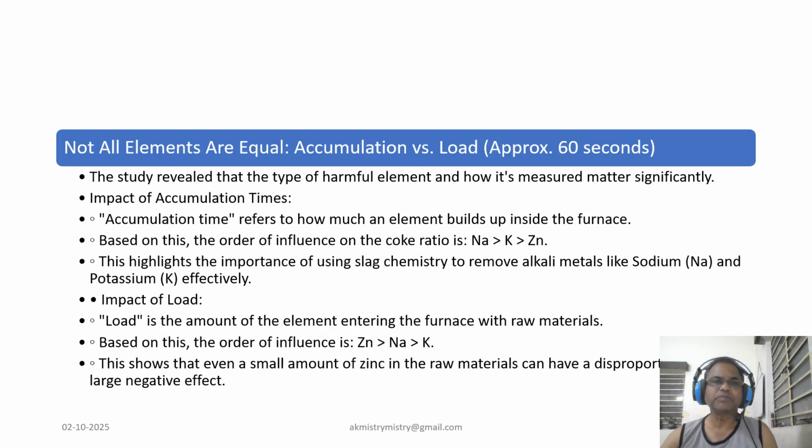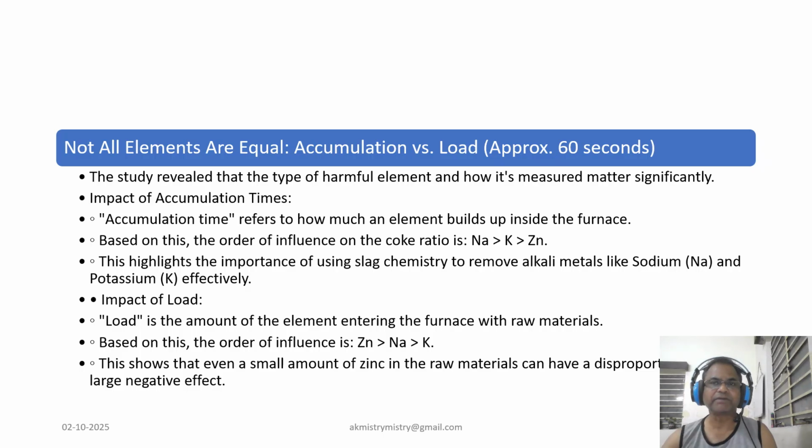A key finding from the research is that not all harmful elements behave the same way, and the damage they cause depends on how you measure the impact. So let's first look at accumulation times, which is a measure of how much an element builds up inside the furnace. Based on this, the order of influence on the coke ratio is sodium, then potassium, and then zinc. This means sodium is the most damaging when it is allowed to accumulate, which highlights just how important it is to use the right slag chemistry to remove these alkali metals.